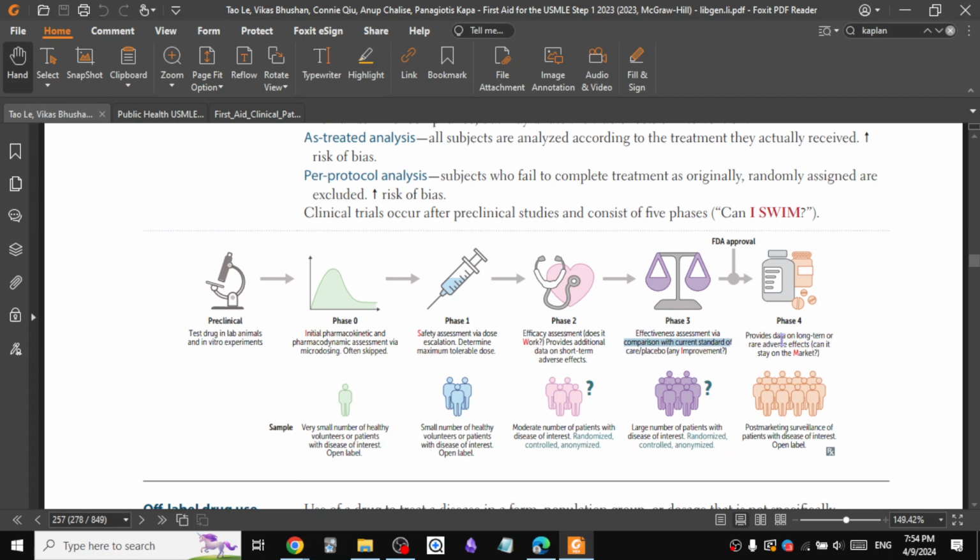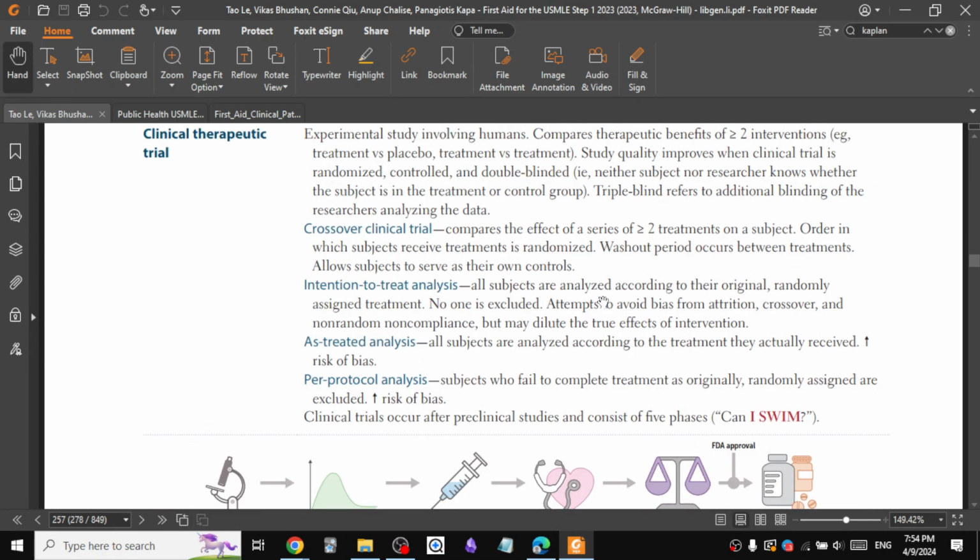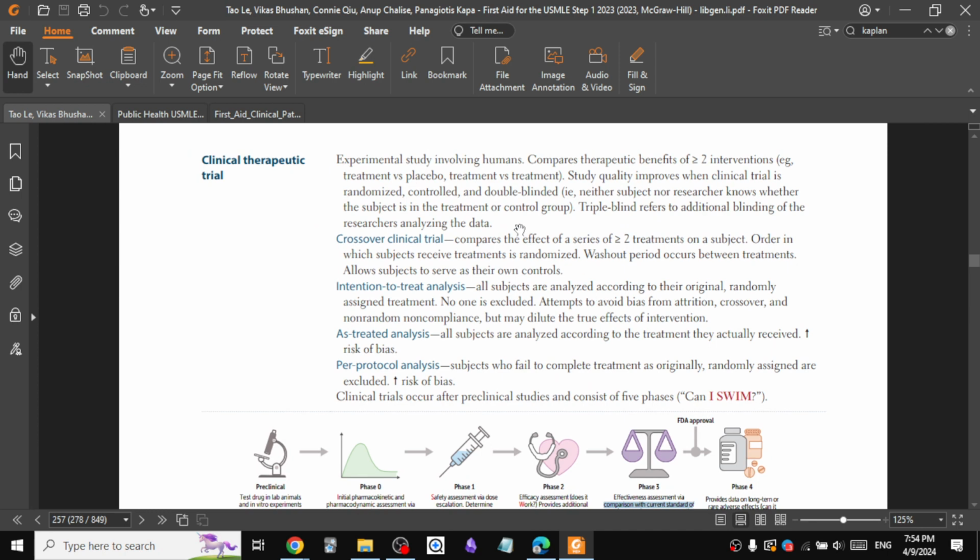Phase 3 provides data on long-term or rare adverse effects. Can it stay on the market? So post-marketing surveillance is during phase 4. You have approval after phase 3, and phase 4 is when the drug companies start to mass produce stuff, right? So what are all these trials and stuff?